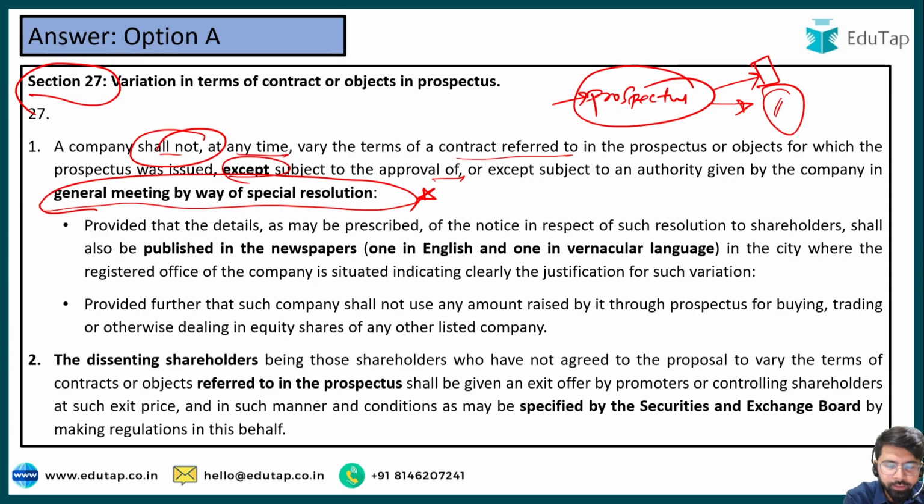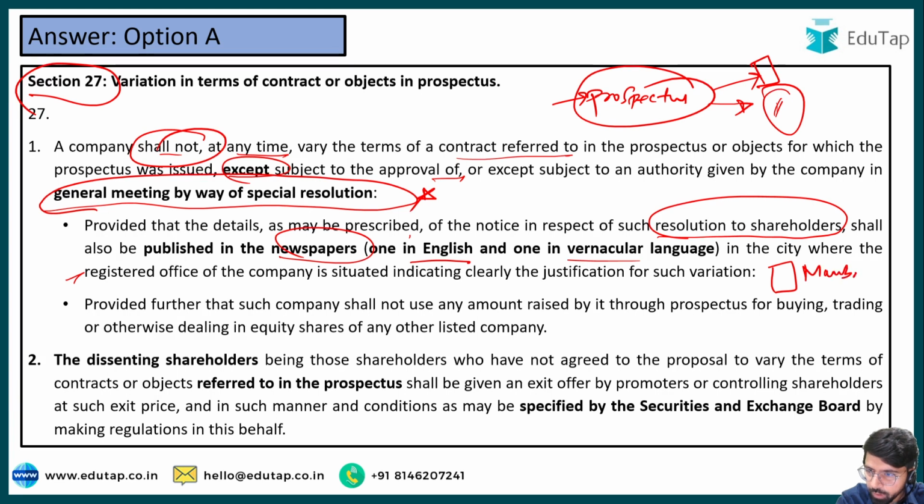Apart from that, provided that the details as may be prescribed of the notice in respect of such resolution to shareholders shall also be published. What this point is trying to say is, suppose certain changes are made in the prospectus. Such changes also have to be published in newspapers, one English and the other vernacular. For example, if the company is headquartered in Mumbai, it can publish the changed aspects in one English newspaper and one vernacular one, which can be Marathi when it comes to Mumbai. I hope that is very much clear. Coming to the second point, it says provided further that any such company shall not use any amount raised by it through prospectus for buying, trading. This is not an important one.